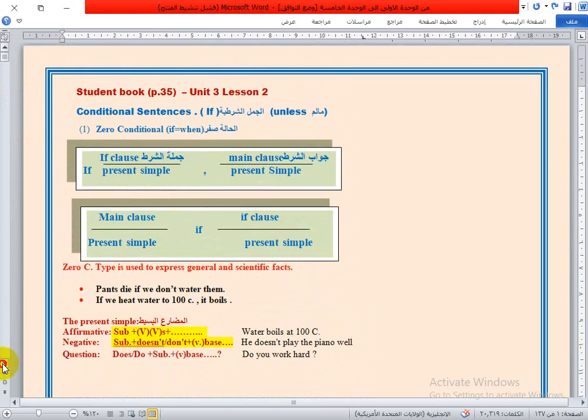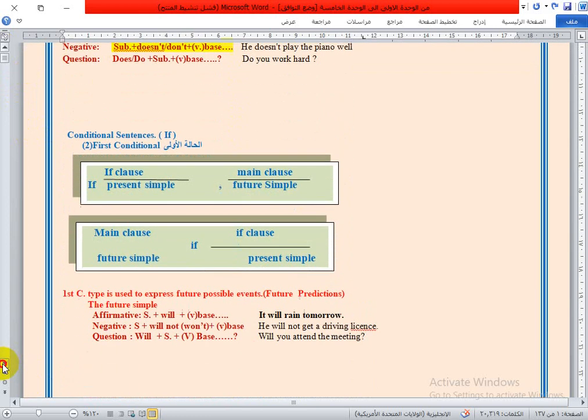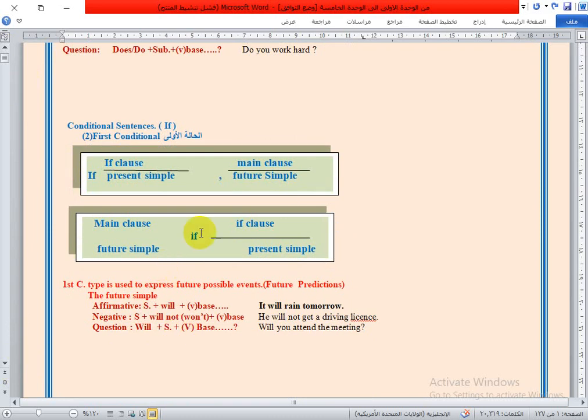But if we are in the first conditional, the if clause must be a present simple while the main clause must be future simple, and the first conditional is used to express a future possible event or a future prediction.